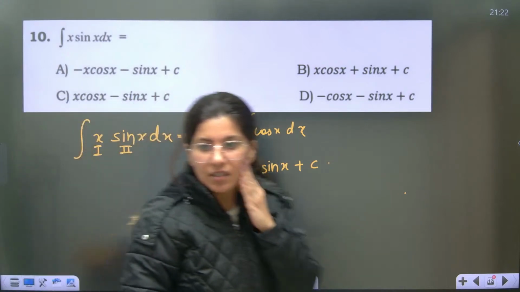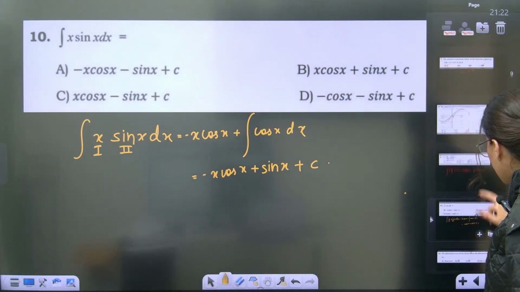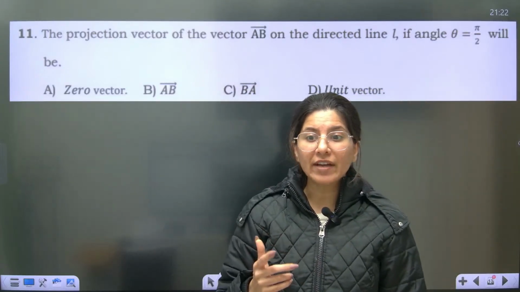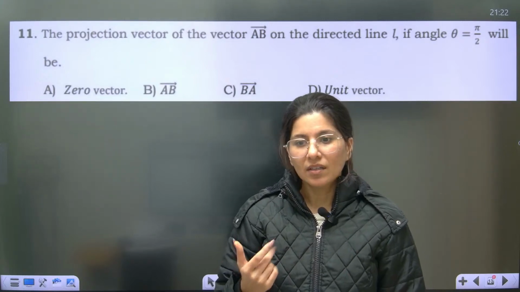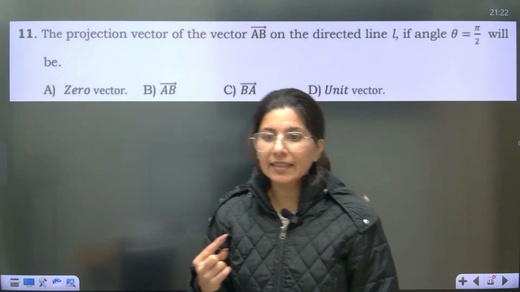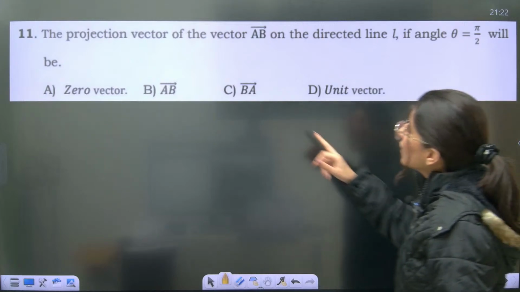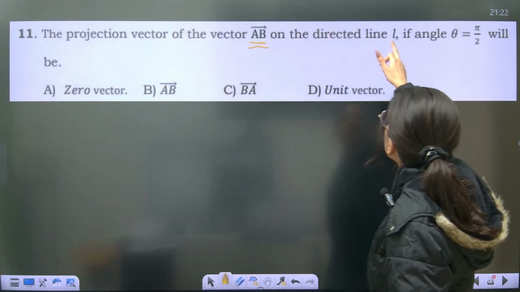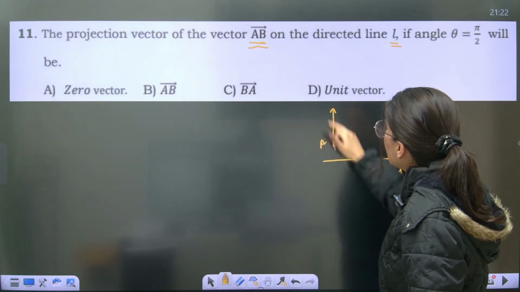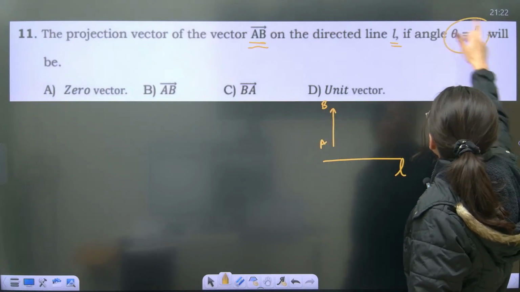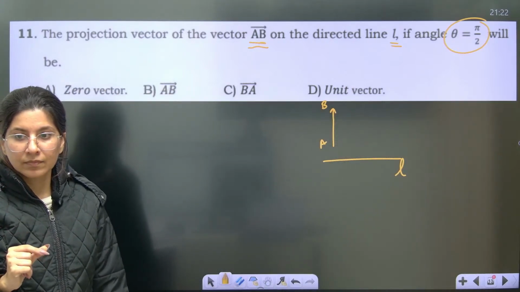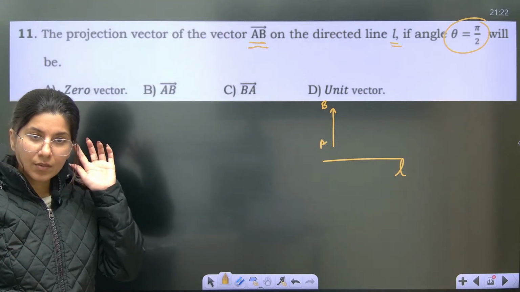Okay, let's hold this question. Let's check the validity of this question now. Let's talk about this. The projection vector of the vector AB. Yes, Uma, that is what I'm saying. Option is not matching. The projection vector of the vector AB on the directed line L. So basically what they are saying, there is a line L and there is a vector AB. By the way, this vector AB is at the angle of pi by 2.